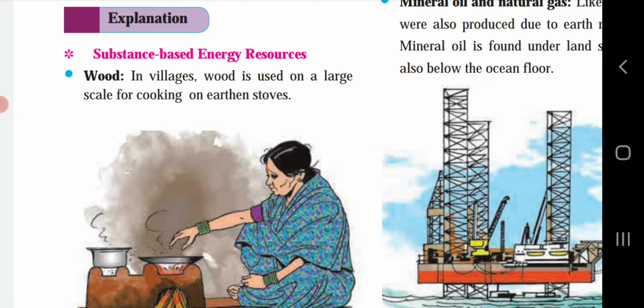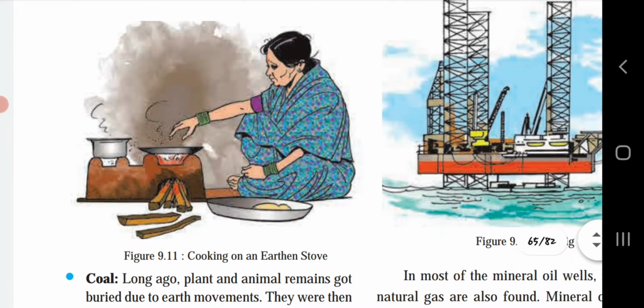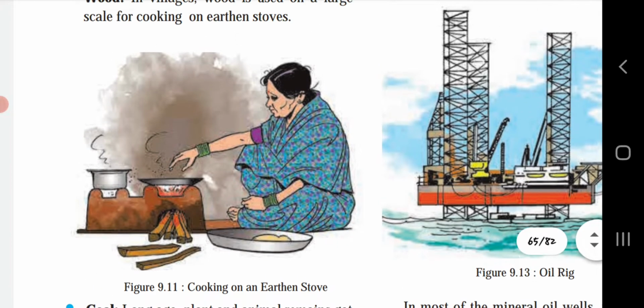Wood. In villages, substance-based energy resources. In villages, wood is used on a large scale for cooking on an earthen stove. So you can see this type of image. Maybe you have seen in the villages that some people are cooking on the earthen stove by using wood.